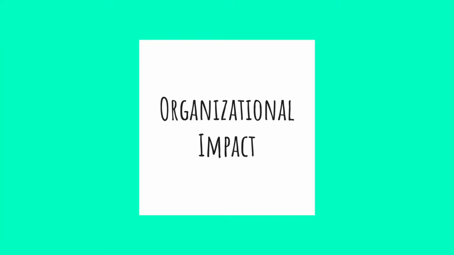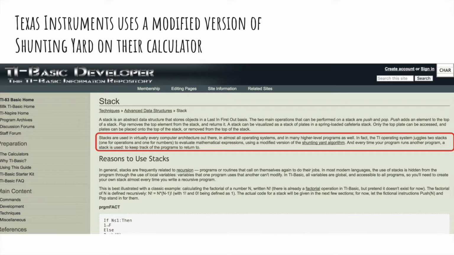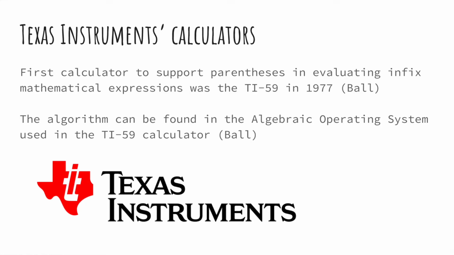For organizations, Texas Instruments uses a modified version of the Shunting Yard algorithm on their calculators, which uses 2 stacks to correctly parse and then solve an expression. The first calculator to support parentheses in evaluating infix mathematical expressions was the TI-59 calculator in 1977. The algorithm can be found in the algebraic operating system used in this calculator.